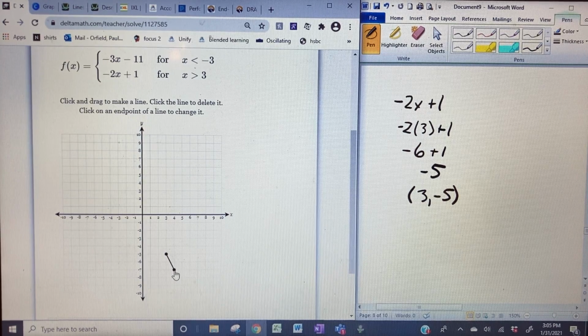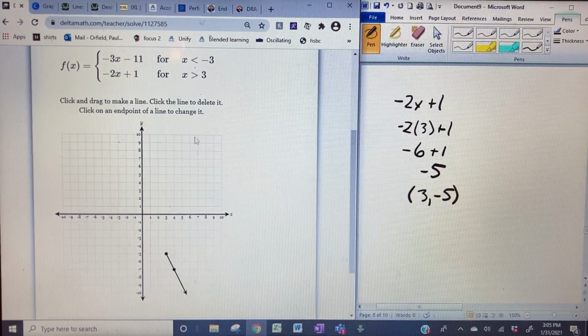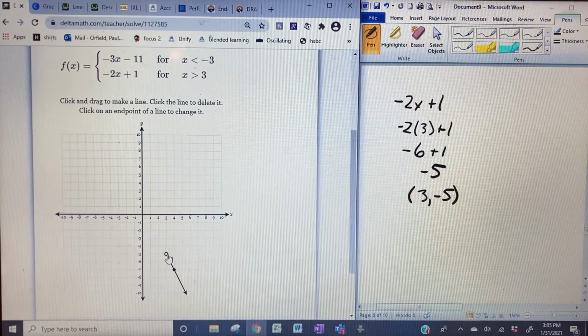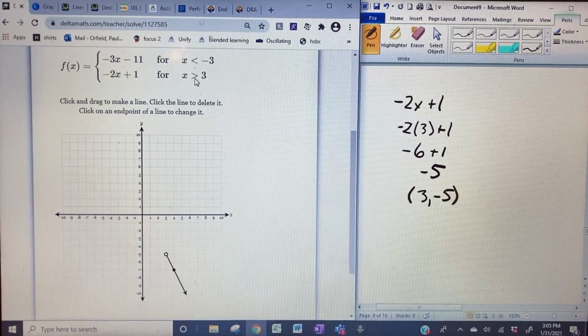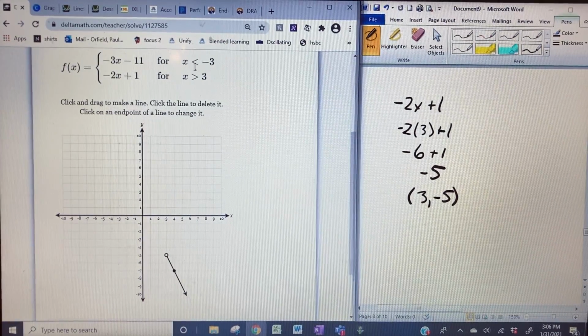it says click on the endpoint to change the line. So it gives me some different options. When I double click on it here, it gave me that it's going to continue forever. As x goes, this is every number greater than 3. But I also need to click here because it's open. Now to graph the other part.